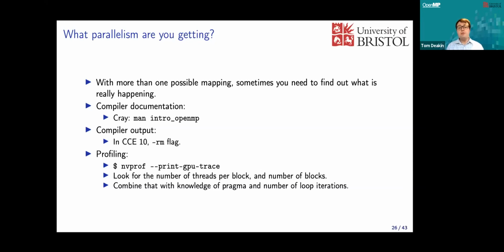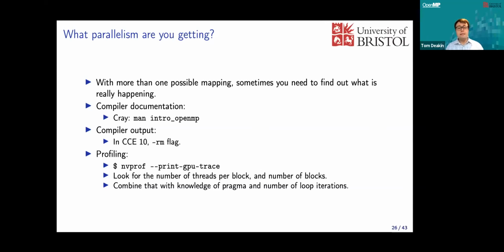But if we have the print GPU trace flag, this will show us a timeline view in text of all the operations that happen. Included in that is the number of threads per block and the number of blocks. These are NVIDIA terminologies for how that parallelism has been arranged in the underlying CUDA-like implementation. If you combine the information of how many threads are running in each block and how many blocks you have, with the knowledge of what pragma you had and how big your loop was, you can start to piece together what association you got between OpenMP parallelism and the underlying hardware.